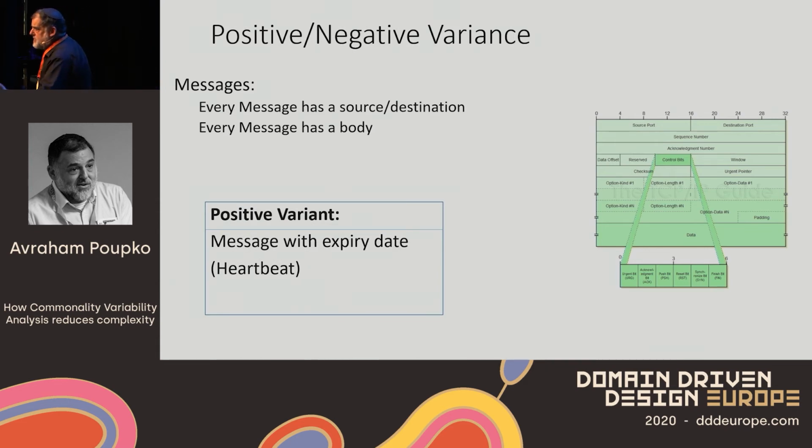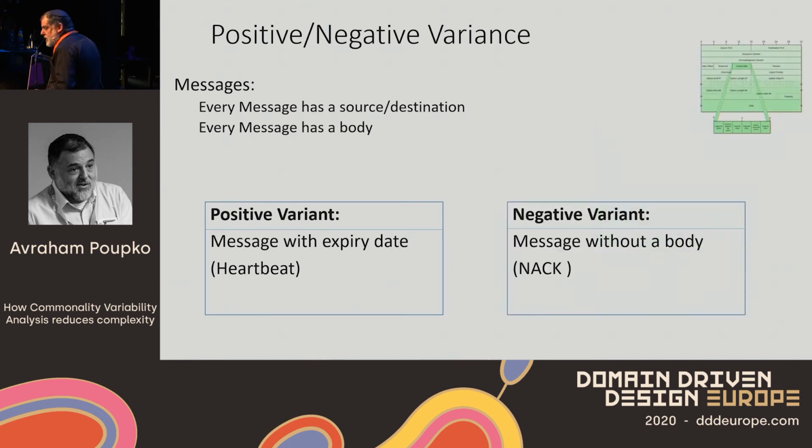And a positive variant of that would be a message with an expiry date. That is a positive variant. That means every true statement about message is true about my heartbeat. Heartbeat also has a source and a destination. A destination could be one or many. And it has a body. A negative variant would be a message without a body.